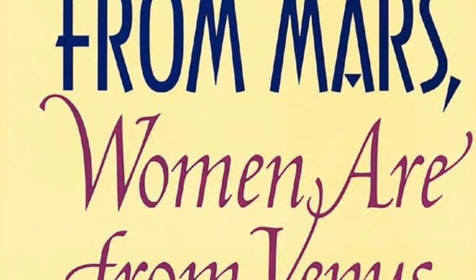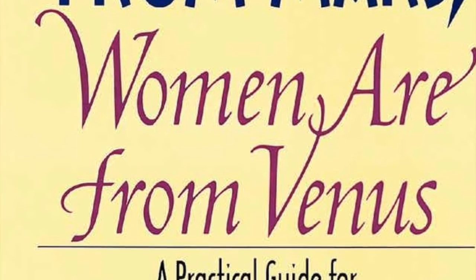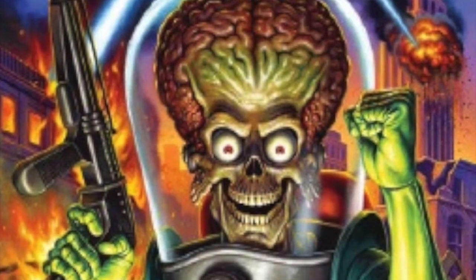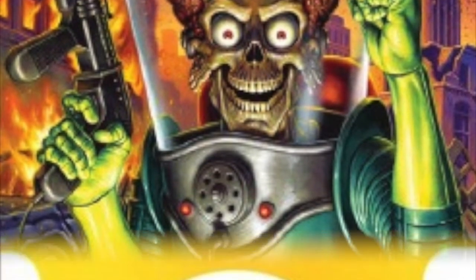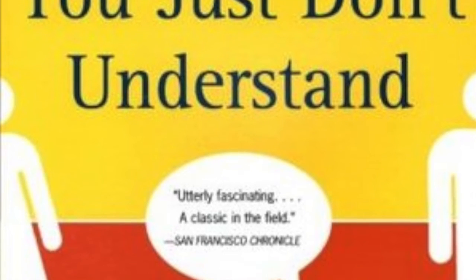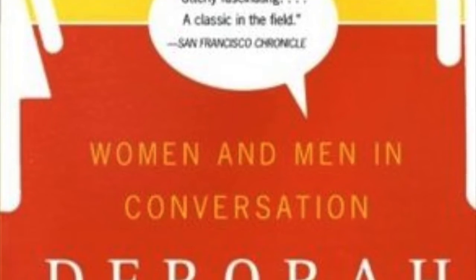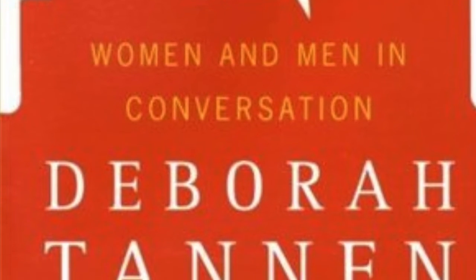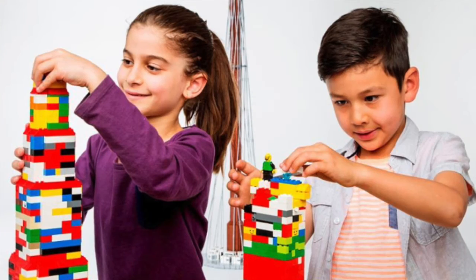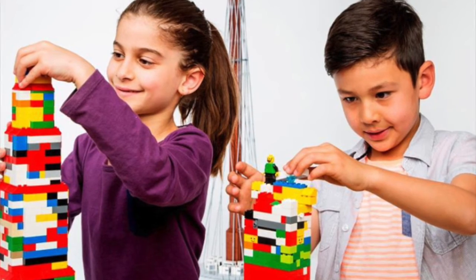Like the whole men are from Mars, women are from Venus, which is more of a pop culture way of looking at this scientific thing. I think the men are just from Mars because that's where the monsters come from, but that's beside the point. A better example is the book You Just Don't Understand by Deborah Tannen. This is a great book that looks at men and women's conversation styles and how they're completely different based on how their brains work. This translates perfectly into toy play, and Lego is an amazing example of this.